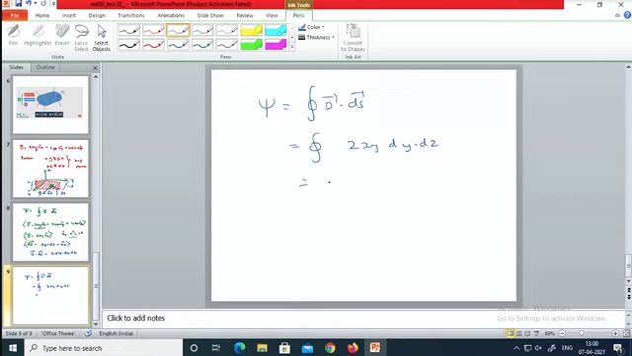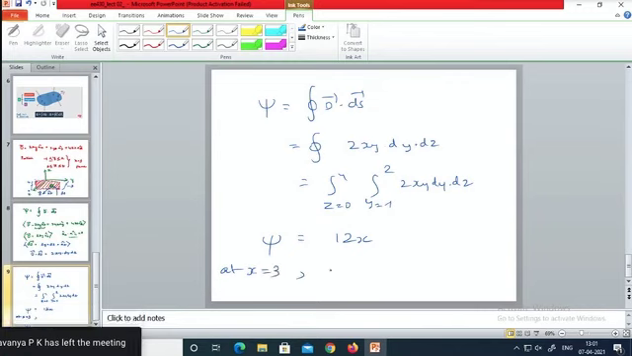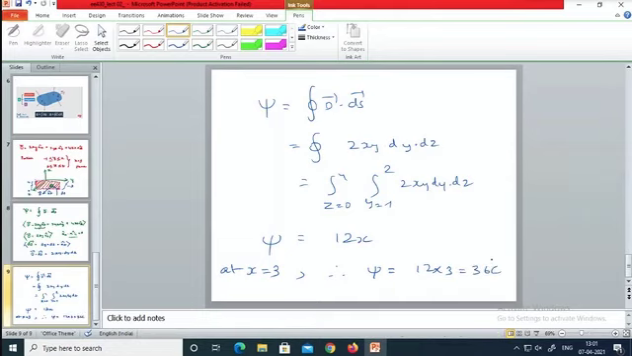So here it is a double integral. One for z, where z is varying from 0 to 4, and one for y, where y is varying from -1 to 2, of 2xy dy dz. So on simplification, you'll be getting 12x. Psi is equal to 12x. X is a constant. So for example, in my case, x is equal to 3. At x is equal to 3, your psi becomes 12 into 3, which is 36 coulombs.